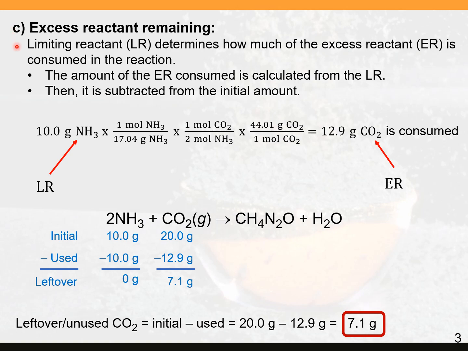First, the amount of excess reactant consumed in the reaction is calculated from the limiting reactant, then it is subtracted from the initial amount. 10 grams of ammonia, which is the limiting reactant, is converted to the mass of the excess reactant consumed, which is 12.9 grams of carbon dioxide. This amount is then subtracted from the initial mass of carbon dioxide to calculate the mass of carbon dioxide that is left unused at the end of the reaction as 7.1 grams.